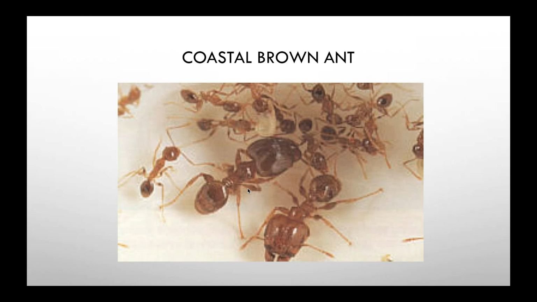These ants are also the ones that are going to get between the pavers. Now, they nest underneath the pavers and they throw all the sand and dirt out from between the pavers. So if you're going outside and you're seeing a brown ant and dirt patches, like little ant hills all over the pavers, that is the coastal brown ant.